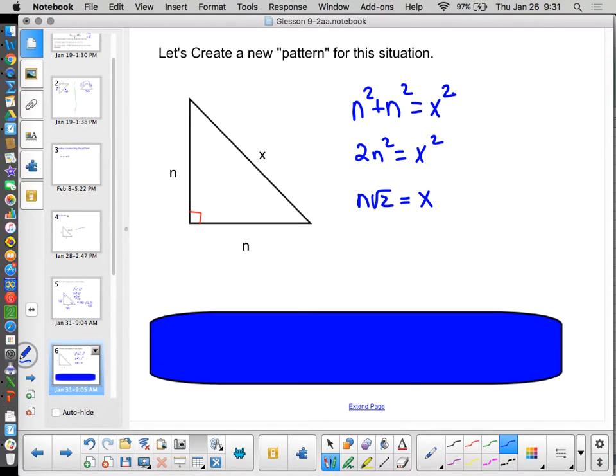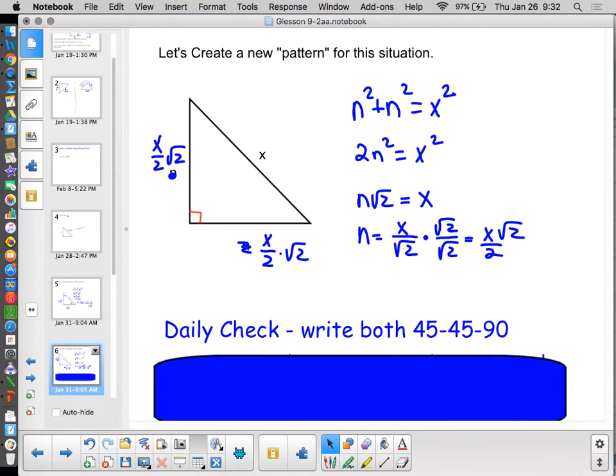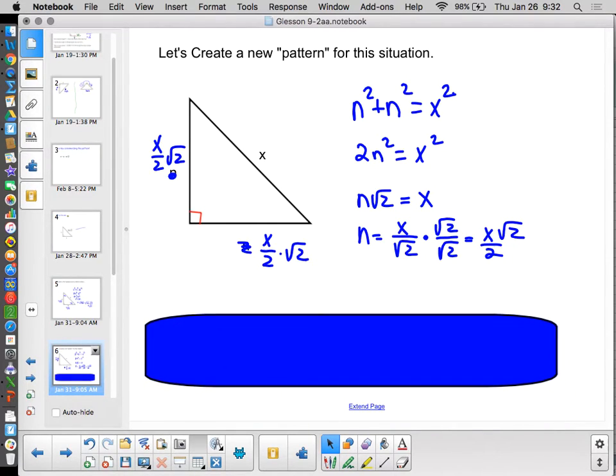Well, n equals x divided by the square root of 2. We have to rationalize that. So that's x root 2 over 2. So if x is the known side, then n is x over 2 times the square root of 2, or half of the hypotenuse times the square root of 2. There's our second pattern for this triangle.